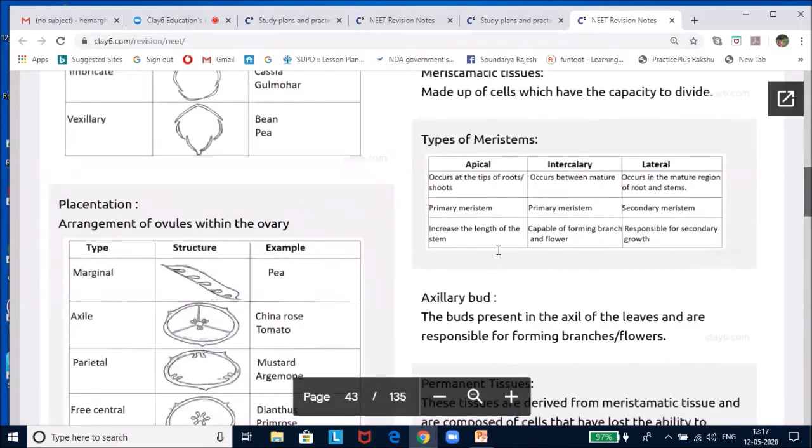So, meristematic tissues are the tissues that have the ability to divide. They keep on dividing, and that is why they are called meristems or meristematic tissue. Meristems are of three types: apical, intercalary, and lateral meristems. Apical meristems occur at the tip of the roots and shoots and produce primary tissue. Example, root apical meristem and shoot apical meristem.